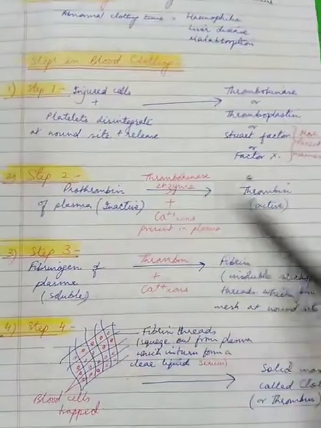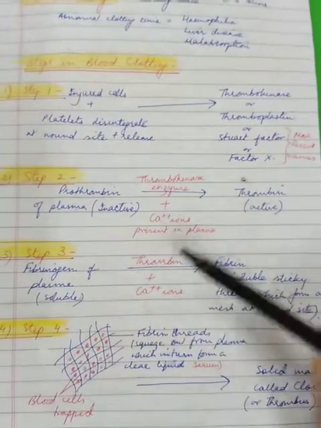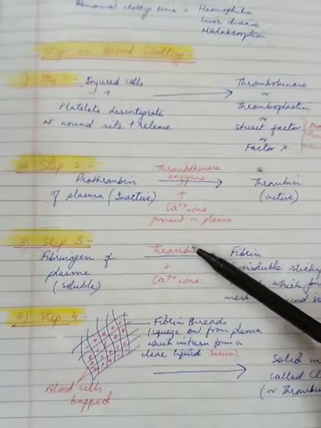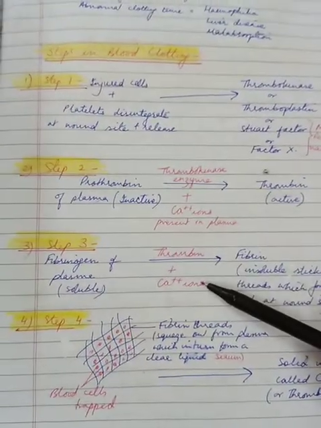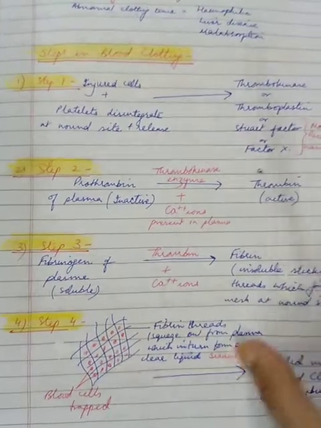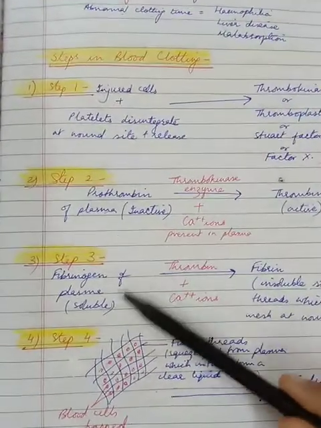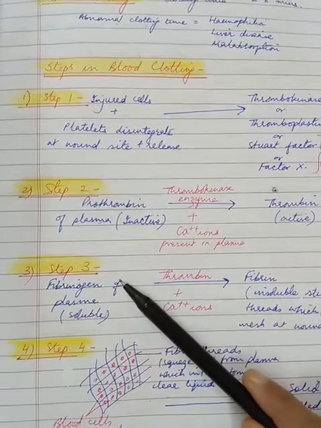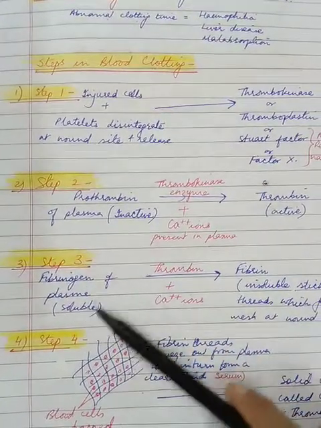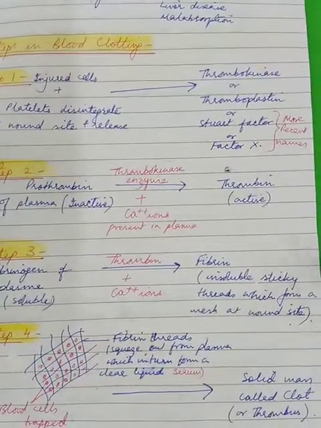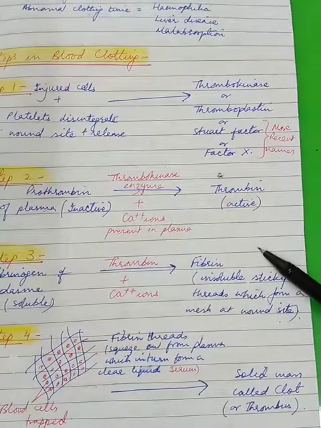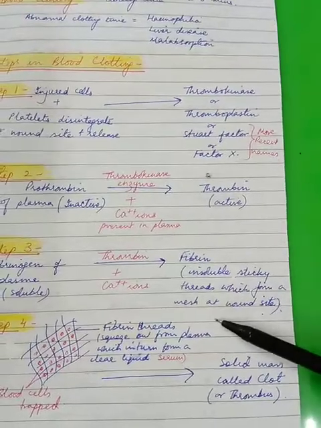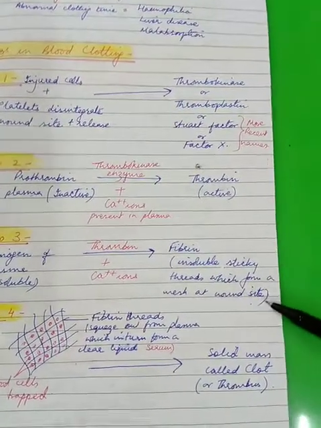Step 3, now here what is formed again comes on the arrow. So step 3, this thrombin in the presence of calcium ions, right, it will react with a soluble substance of the plasma. We call it fibrinogen, and the same would be converted into an insoluble sticky thread called fibrin, right? And these threads, they form a mesh or a network at the wound site.